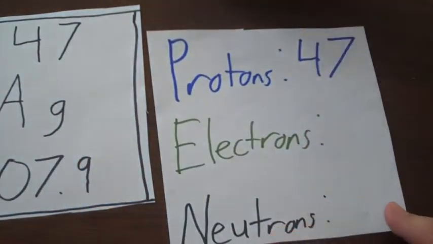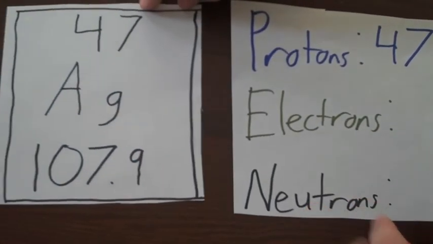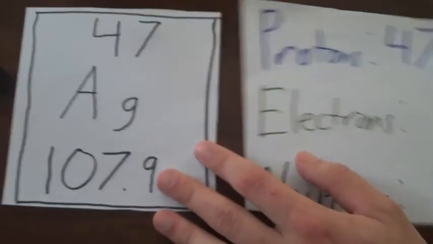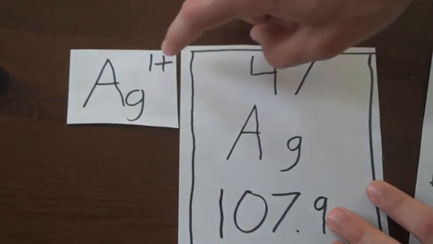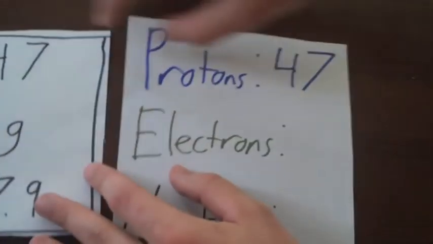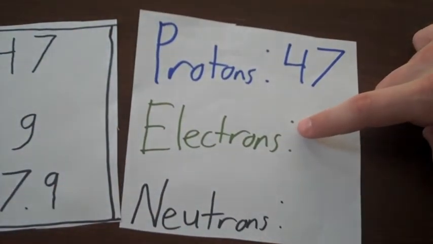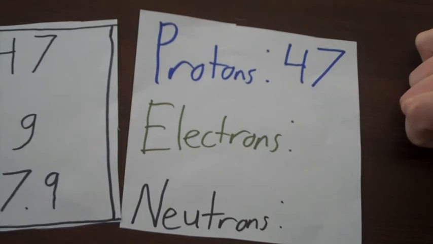Using the silver ion, which has a charge of 1 plus, we can calculate the number of electrons. Each electron has a negative charge of 1. And the silver ion has a positive charge of 1, so clearly silver must have lost one of its electrons. That gives us 46 electrons and 47 protons.